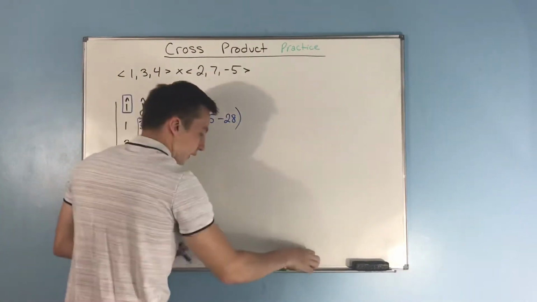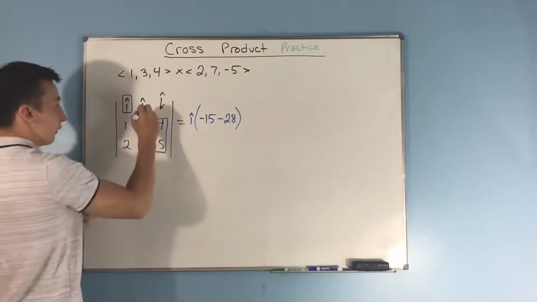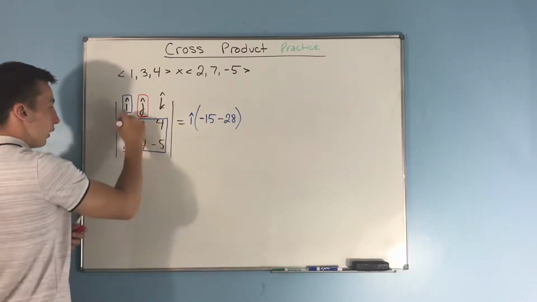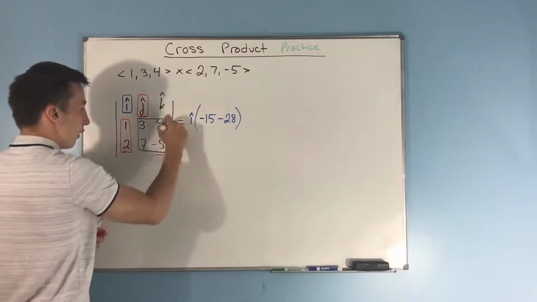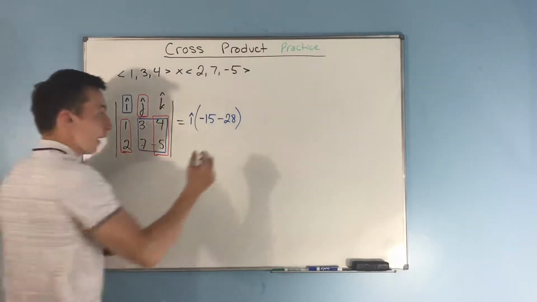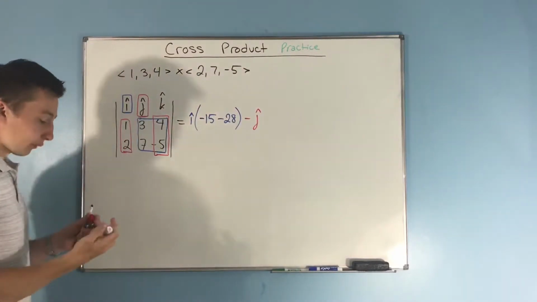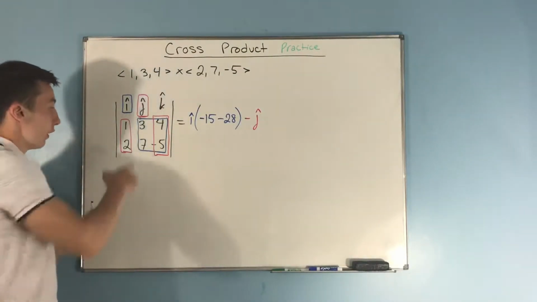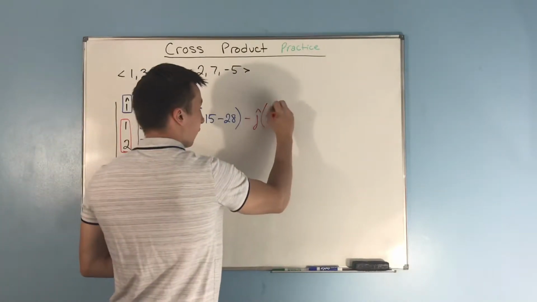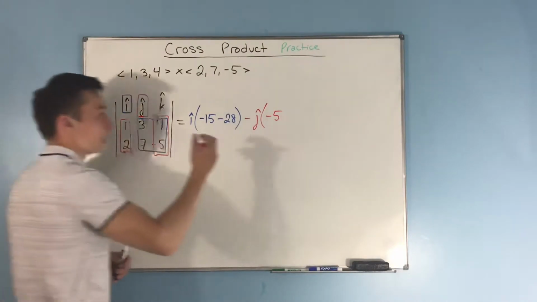Alright, next we have our j hat, and that's going to be multiplied by the determinant of this 2 by 2 matrix. So now you have minus j hat. Remember there's a minus here. And we're going to have 1 times negative 5, which is negative 5, minus 2 times 4, which is 8.